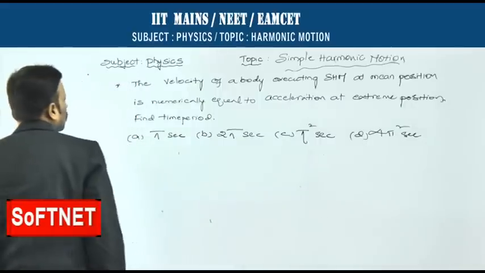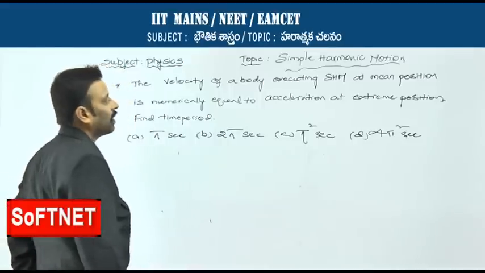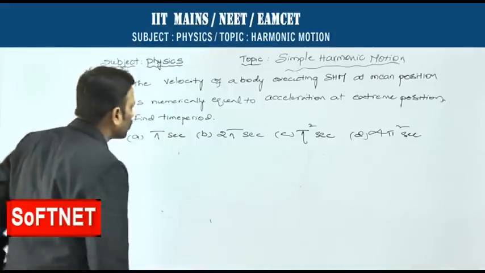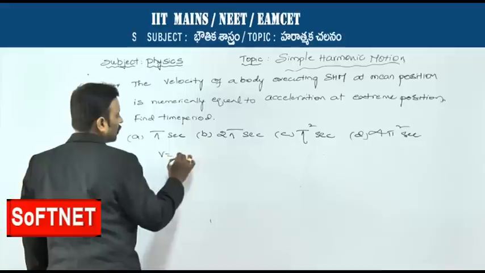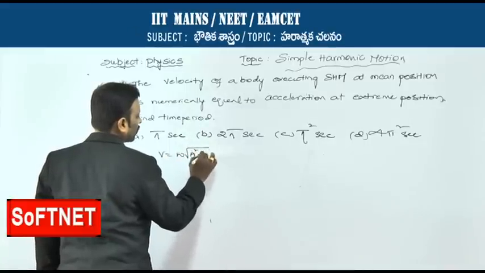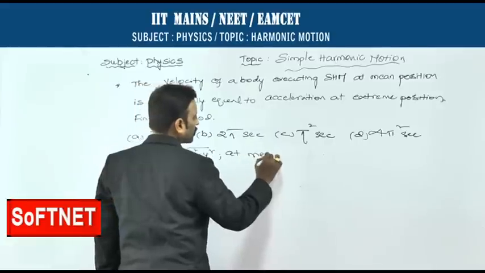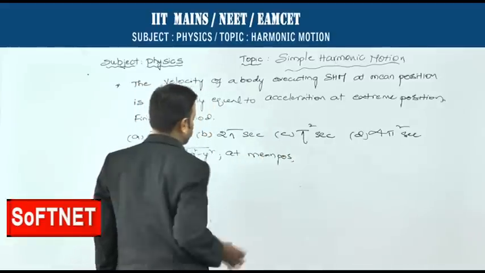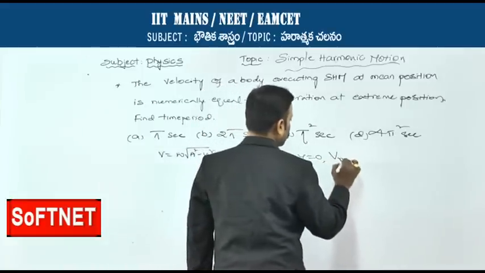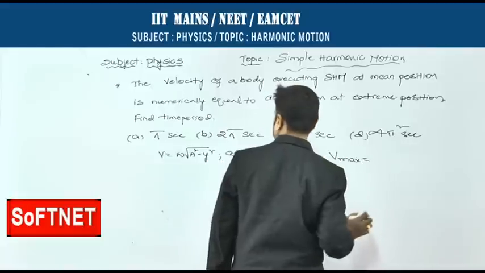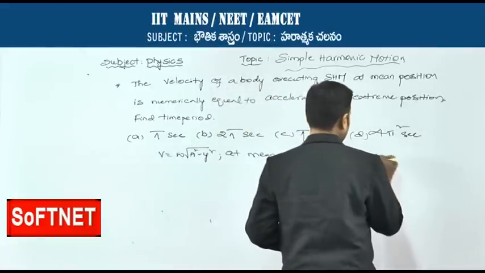Look at the data given. Velocity of a particle at mean position is numerically equal to acceleration at extreme position. What is the formula for velocity? V is equal to omega under root a square minus y square. At mean position, y is equal to 0. So maximum velocity is a omega.